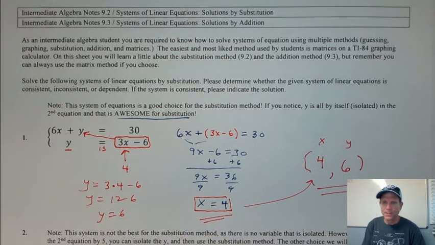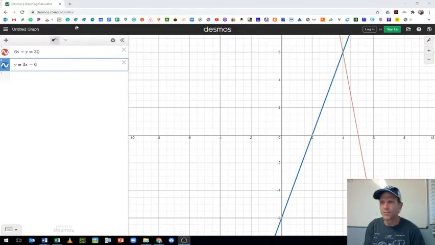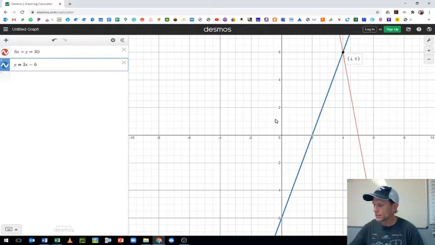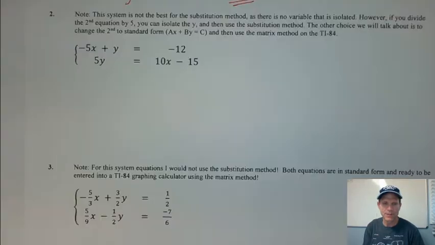All right. I want to show you real quick in Desmos what this looks like. I've typed in both of the linear equations as they were given to us here. I didn't even have to change them to slope-intercept form. And what I found was that the intersection of those two is at 4, 6. So using Desmos can be a nice little thing to check your answer also. Okay, so we'll do one more here.